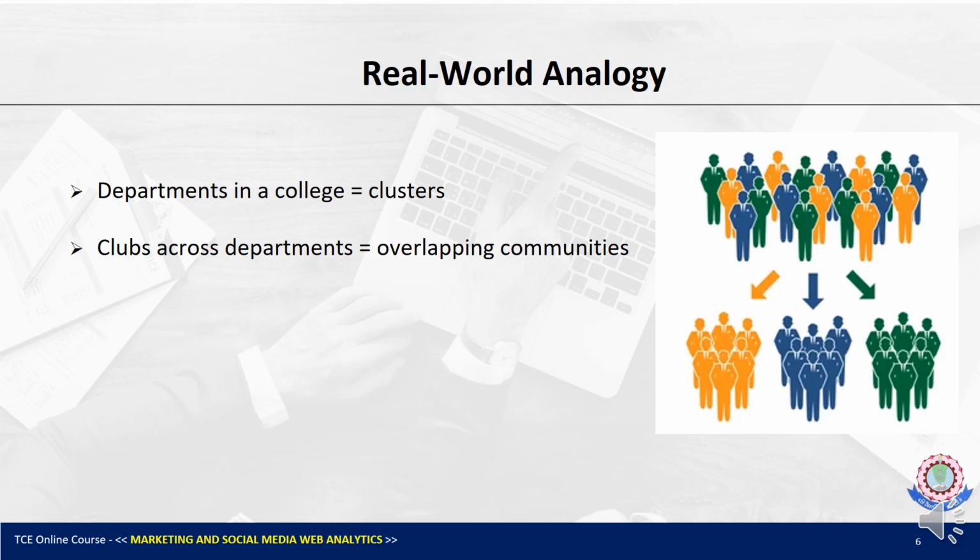Real-world analogy: within a college, departments like Computer Science and Business Systems and ECE are clusters. They are organized by subjects. Clubs like the coding club or photography club are communities formed by shared interest. A person from ECE and another from CSBS may both belong to the same robotics club. This overlap shows that people cross structural boundaries when their passions align, similar to online social networks.